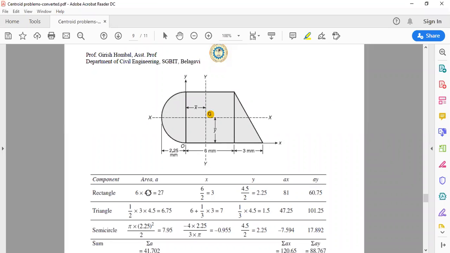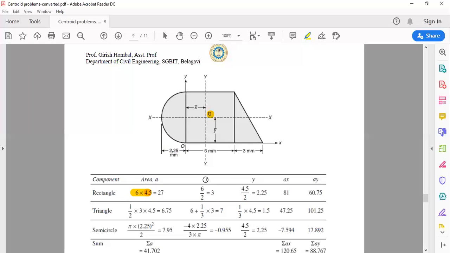How did we get 4.5? 4.5 is not directly given here. It is obtained from the radius of the semicircle, which is given as 2.25 mm. The rectangle depth has the same length as the diameter of the semicircle, and the diameter of the semicircle is 4.5, that is 2.25 plus 2.25 put together. So the area of the rectangle is 6 into 4.5.